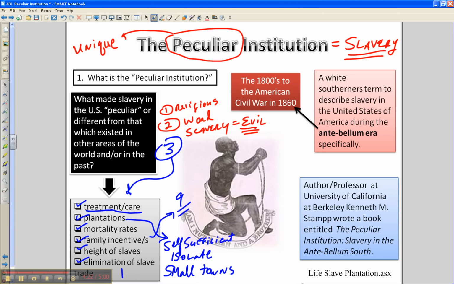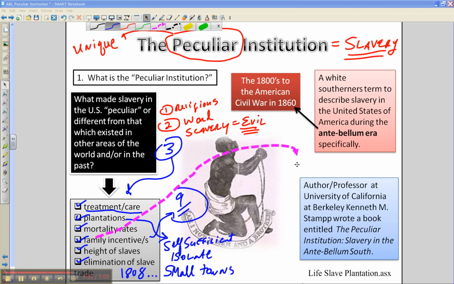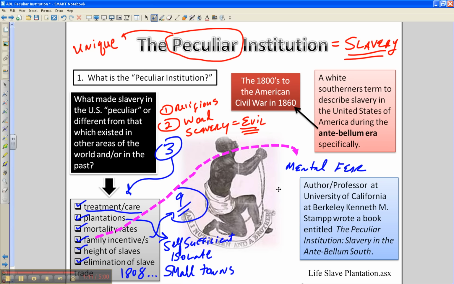We had an elimination of the slave trade in the year 1808 as a result of the Constitutional Convention. So slave populations are going to grow by way of family. The family incentive is an important part of this because the use of the family can also be used as part of what we looked at already, that mental fear: you don't want your family broken up. And all of this goes to this idea of it being the peculiar institution. And a very good book by Professor Stamp will basically go into this much more.